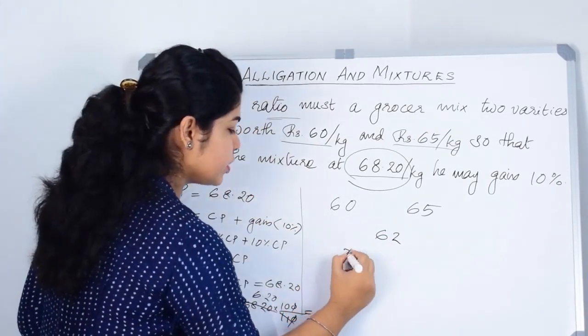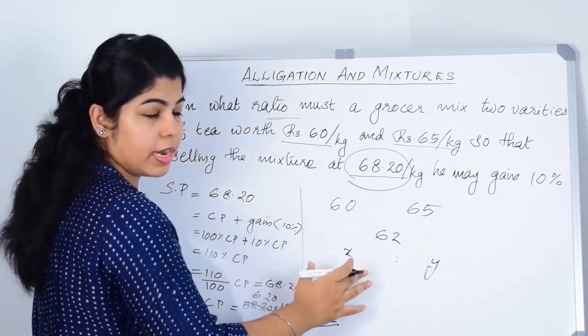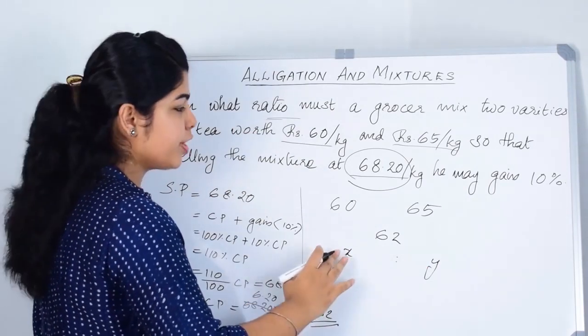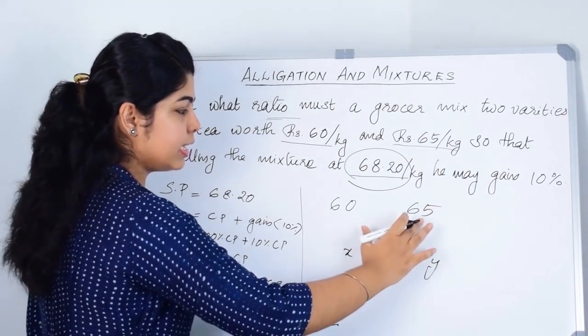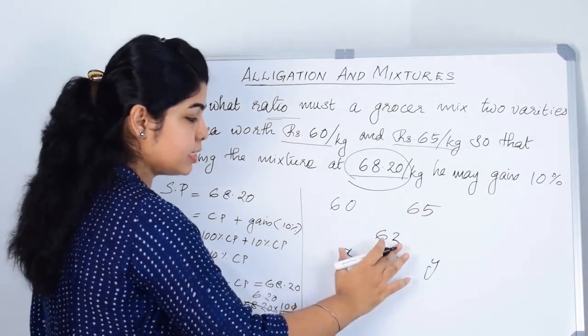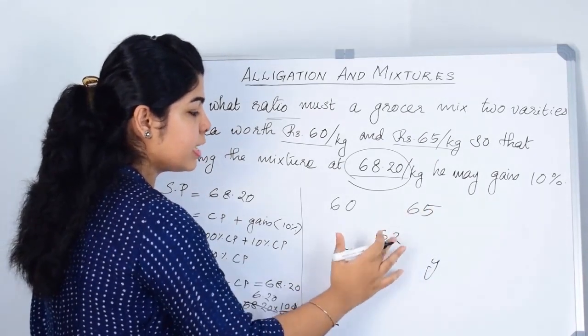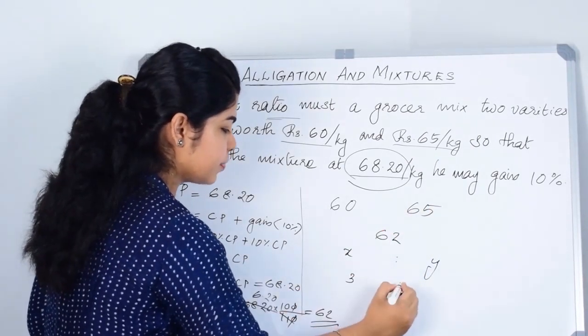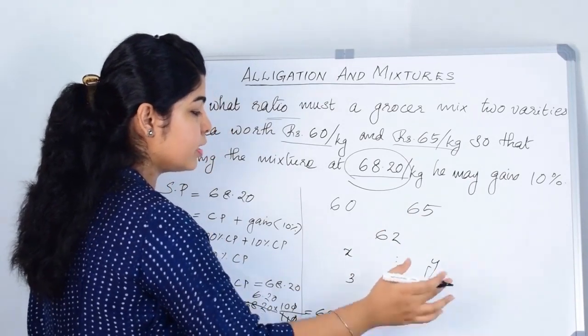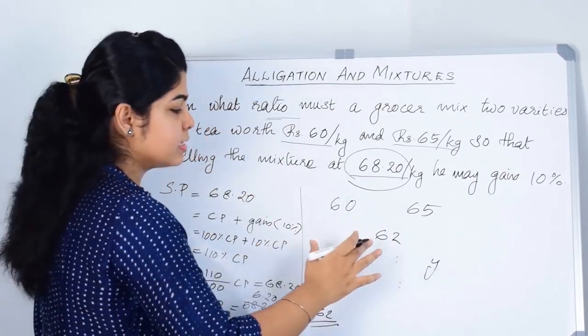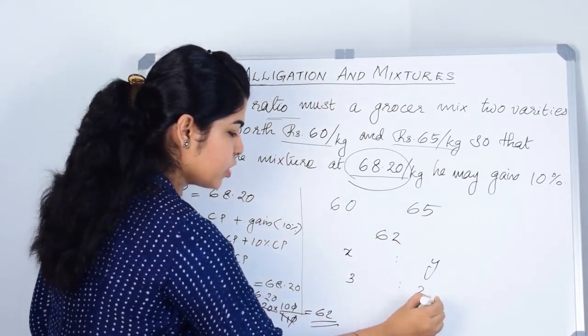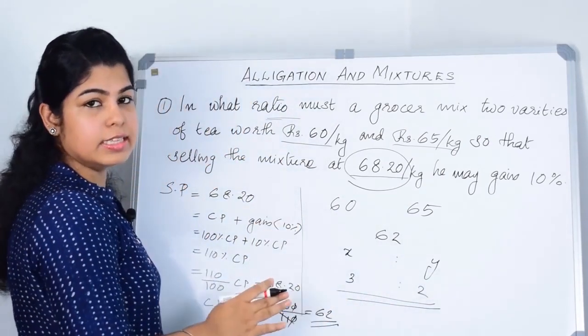Now by rule of alligation, we can calculate the ratio. I am taking the ratio as x is to y. To find the value of x, what we need to do? We need to find D minus M, where D is 65 here and M is 62. So 65 minus 62 is equal to 3. And y is equal to 62 minus 60. 62 minus 60 is 2. So our final answer is 3:2.